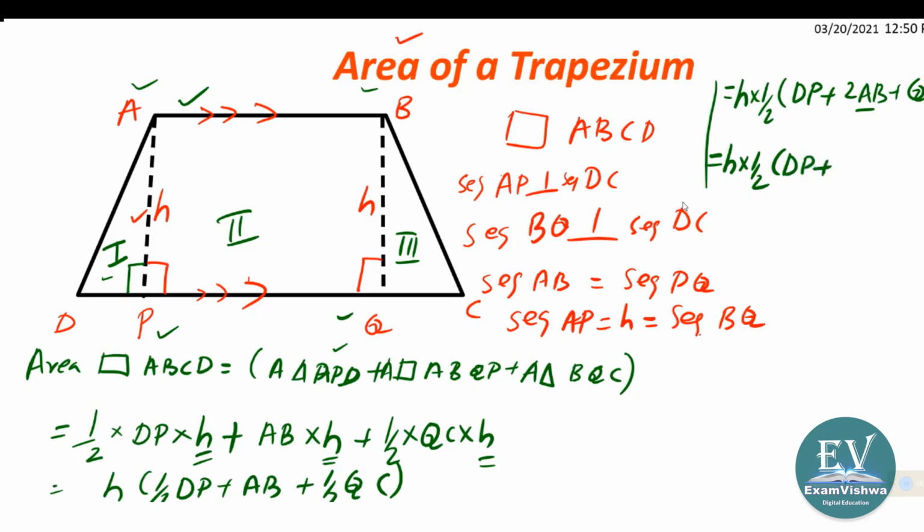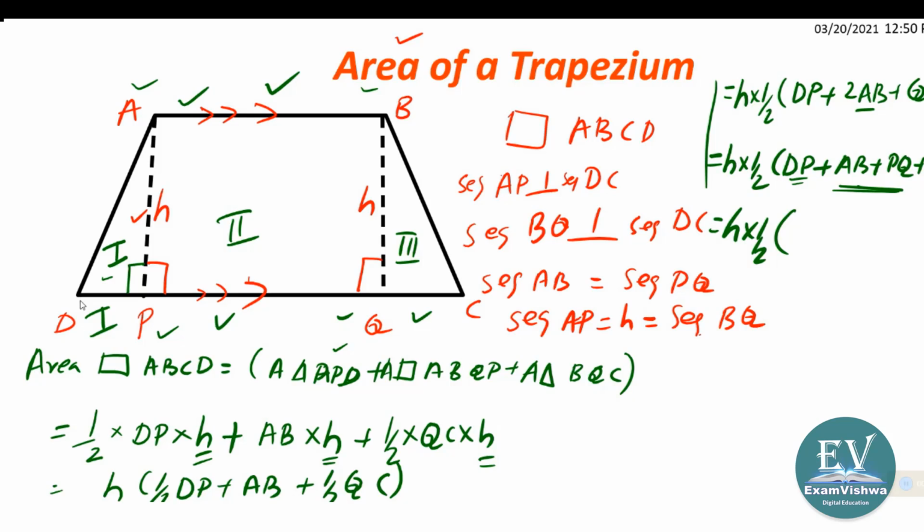Instead of AB writing 2 times, I'm writing AB plus PQ. Why? Because AB and PQ are equal, plus QC. So when you look at AB plus PQ, they are the opposite sides of this rectangle and they are equal. That's why it is written like this. Now when you look at this particular derivation, DP is this one, AB plus PQ means this one plus this one, QC means this one.